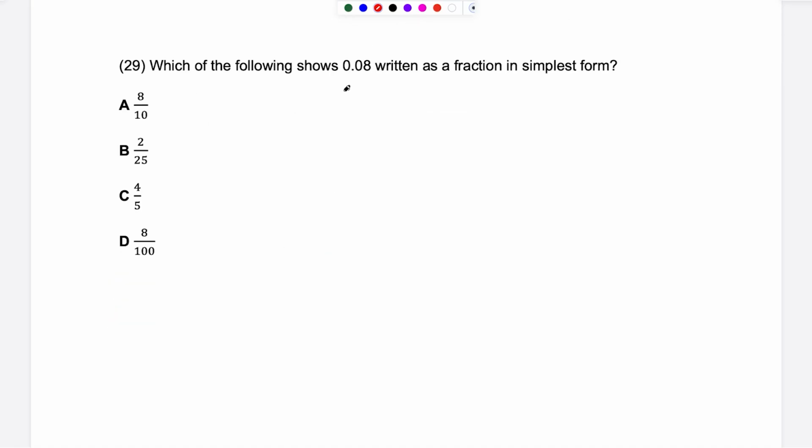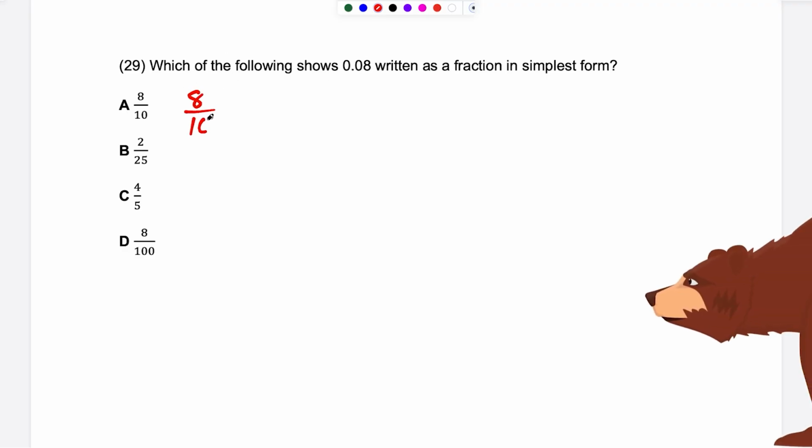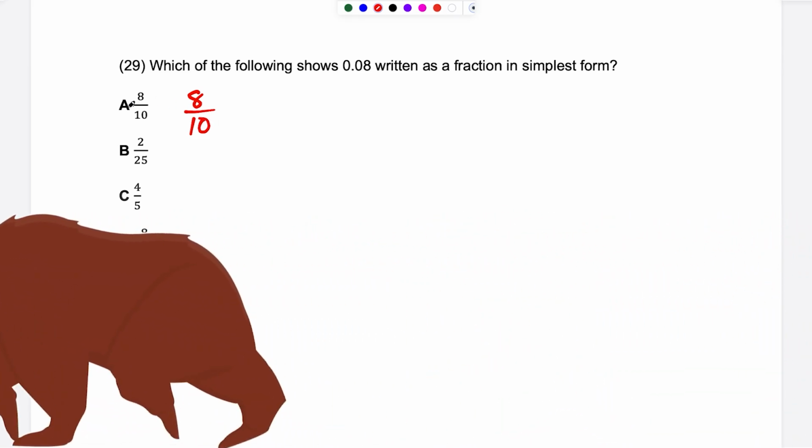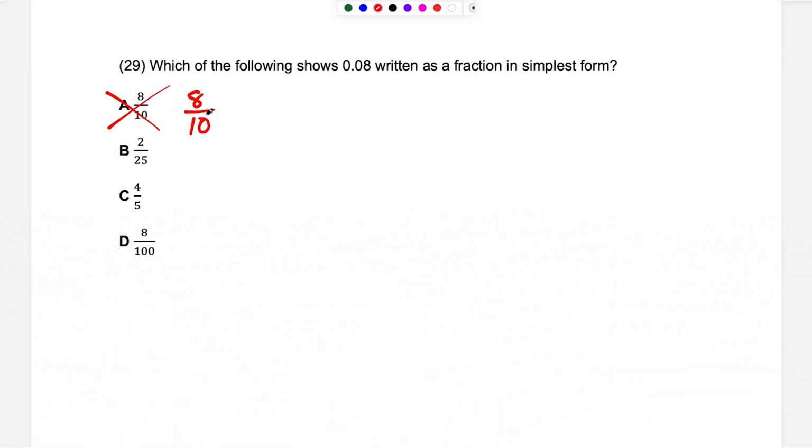Question 29, which of the following shows 0.08 written as a fraction in simplest form? So for this question, it's very tempting here to say that 0.08 is equal to 8 over 10. But choice A is a very dangerous bear trap, okay? This is not how we're going to express 0.08. 0.08 is written as 8 hundredths, okay?